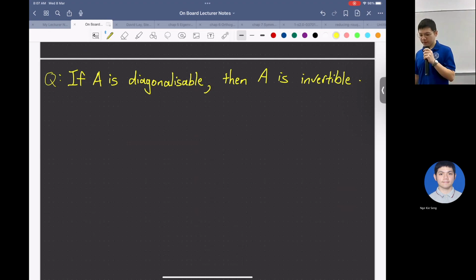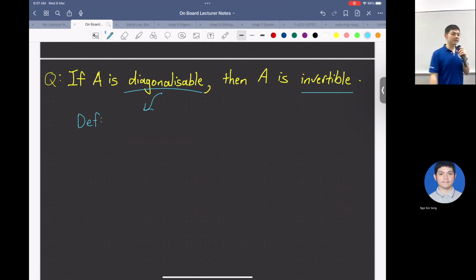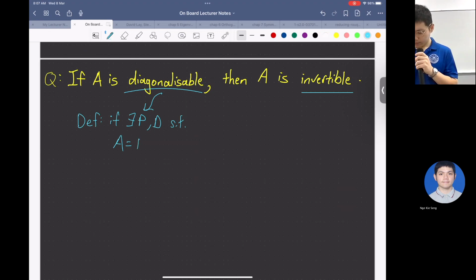Okay. If A is diagonalizable, then A is invertible. How to attack this question? First you need to know what is diagonalizable and what is invertible. When you see these words, go and find the definition first. If you don't understand the definition, or cannot find it, come and find me. After you find the definition, you should read it. A is diagonalizable if there are P and D such that A equals P D P inverse, where D is diagonal.